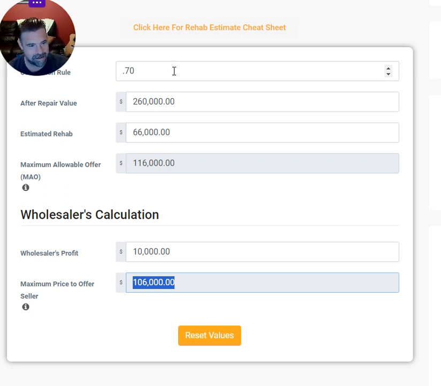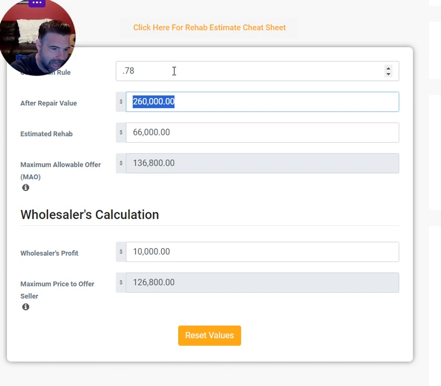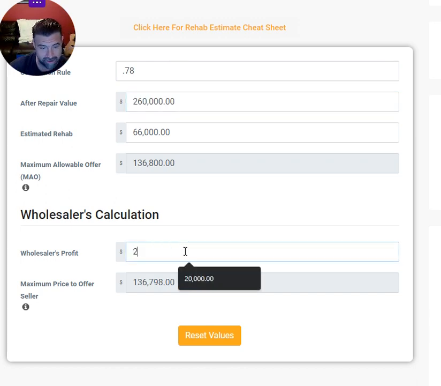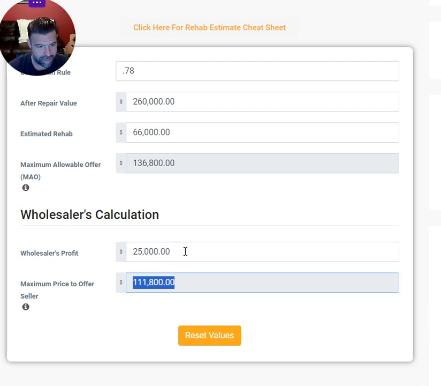Now, the really cool thing is, as I mentioned, we can easily manipulate this calculation up here. So if I want to see what this looks like in my market where I know that buyers are at about 78%, I'll just pipe it in there, take a look at what we've got now. My maximum allowable offer bumps up to $136,800. What this tells me is if I'm looking to fix and flip this property, my maximum allowable offer is $136,800. If I'm a wholesaler, I know that I need to lock it up for $126,800 if I want to make 10, right? What if I want to make 25, right? 1, 2, 3. Then I know that I need to get this property at $111,000, right?